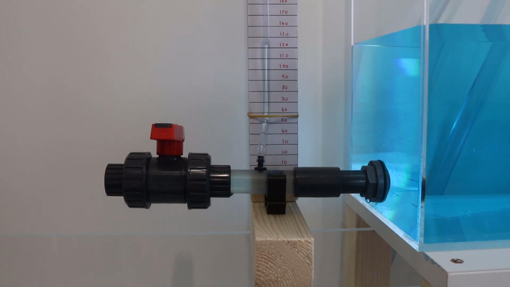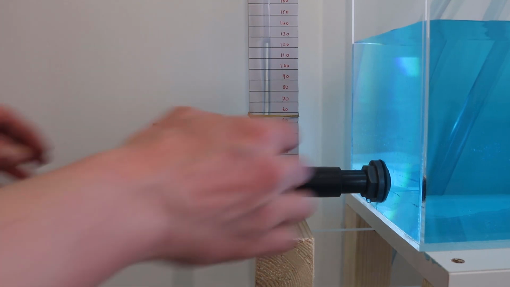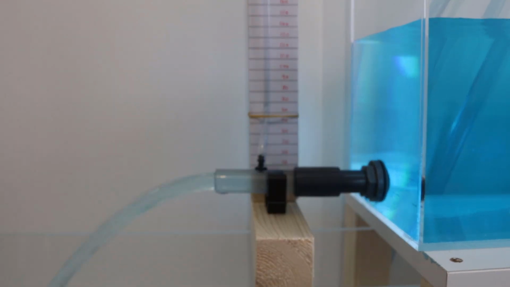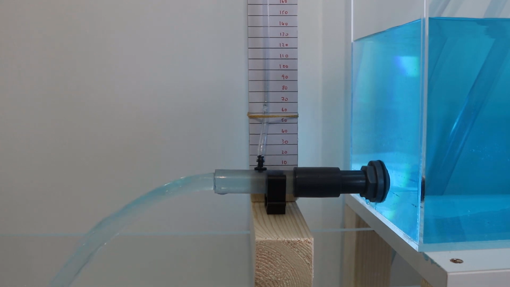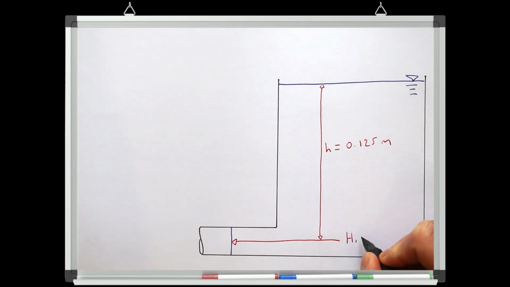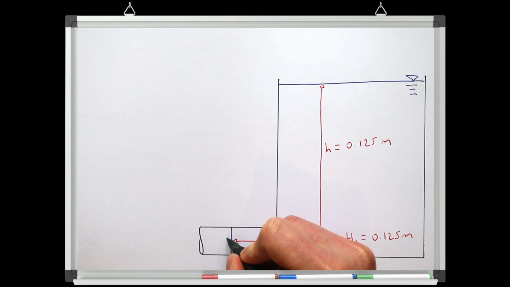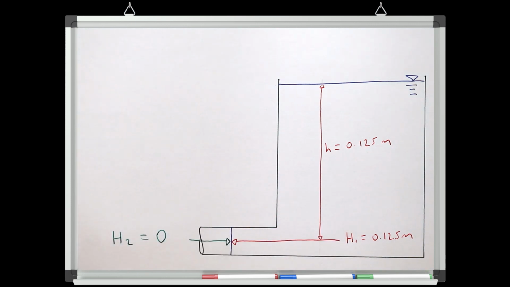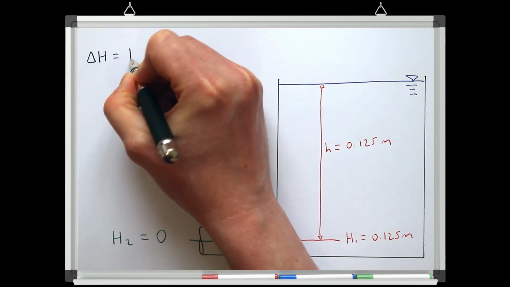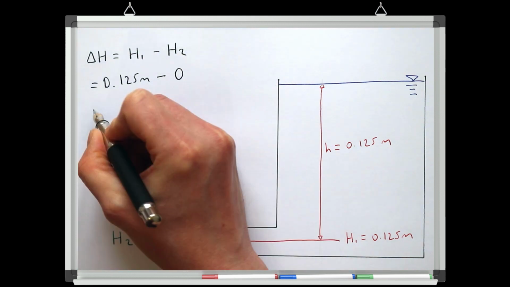But if we take the valve off the end of the system, we now have a case where there is a pressure head difference. Now we have 0.125 metres of pressure head trying to force water out of the tank, but nothing pushing back. We now have a pressure difference at the outlet of 0.125 metres, which is going to drive this flow. We call this pressure difference delta H.